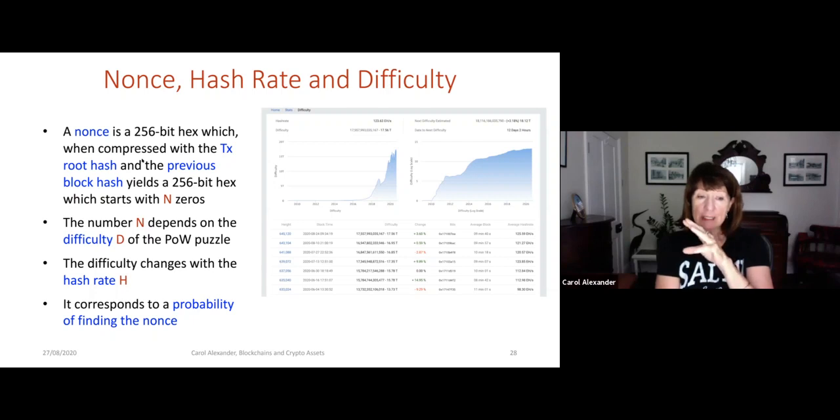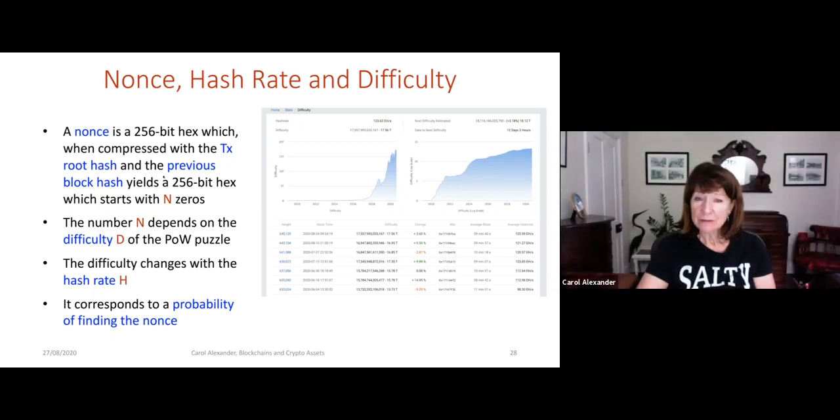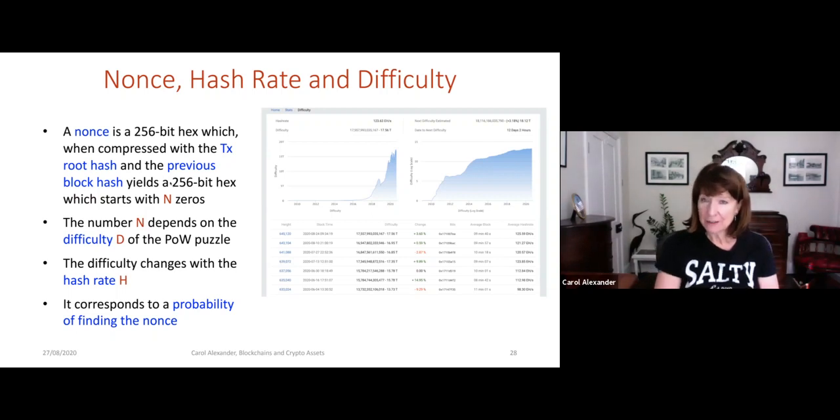So the difficulty, which changes with the hash rate, you can see here is growing all the time. And it can go down sometimes, when the hash rate goes down as well, as you can see here in 2019, when the difficulty also went down. But generally speaking, the hash rate is growing as more and more mining farms set up, and so the difficulty does increase. And on the next slide, we'll explain how we calculate the n from the difficulty.